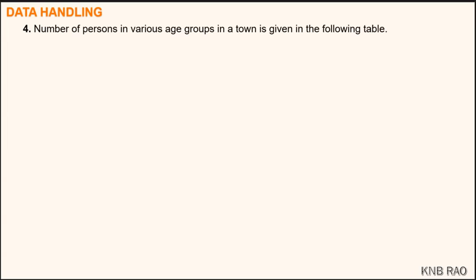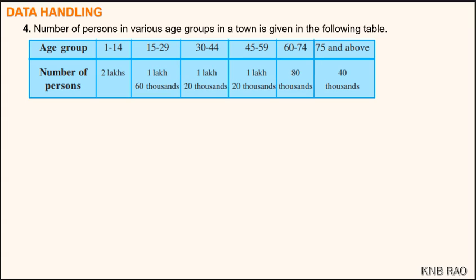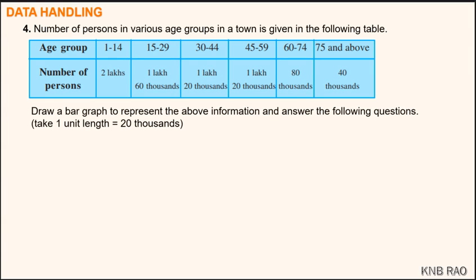The number of persons in various age groups in a town is given in the following table, and here is the table. Age groups are 1 to 14, 15 to 29, 30 to 44, 45 to 59, 60 to 74 and 75 and above. We have the number of persons as shown in the table. So, we need to draw a bar graph to represent the above information and answer the following questions, and a hint is given that 1 unit can be considered as 20,000.